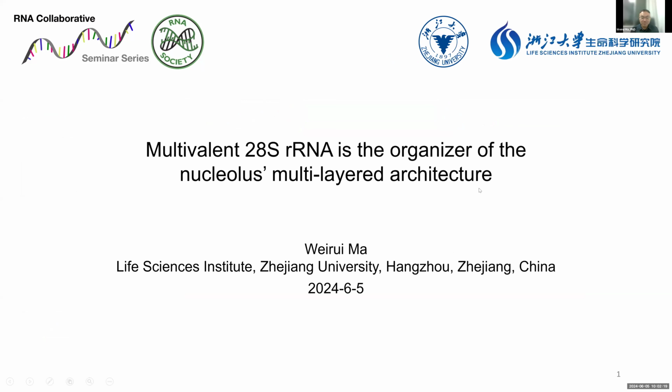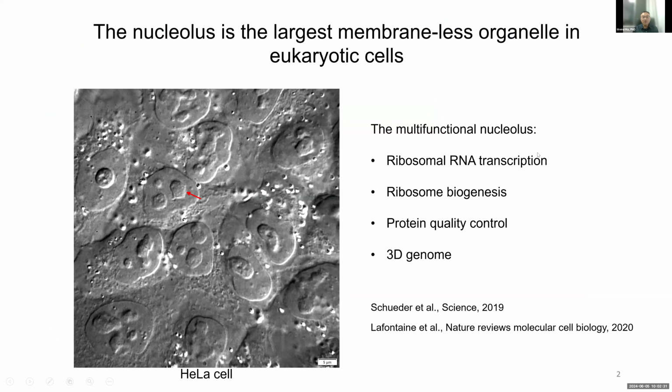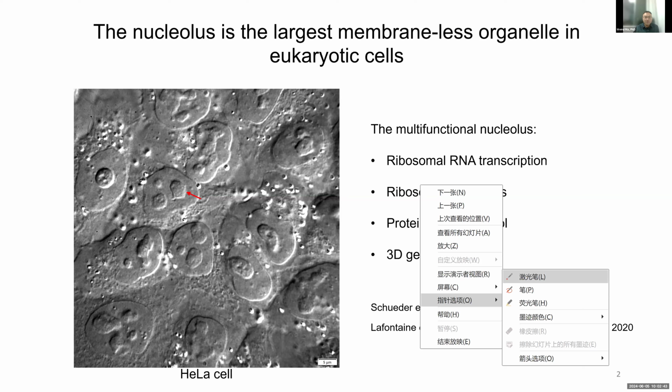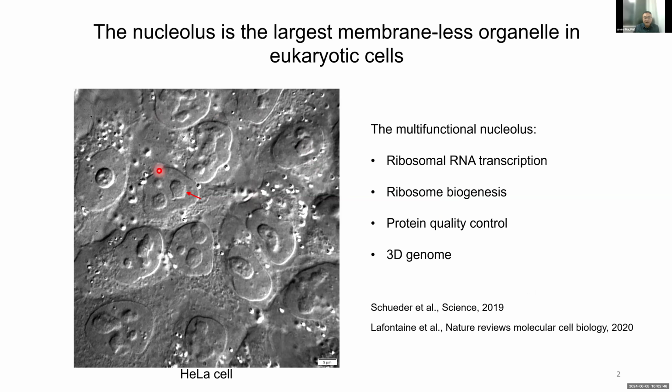I'm very happy to have this opportunity to introduce our recent work about the function of ribosome in the organization of the nucleolus architecture. The nucleolus is the largest membraneless organelle in eukaryotic cells. You can see here is the HeLa cell under the DIC microscope. Here's the nucleus. Here's the nucleolus. The scale bar here is 5 micrometers.